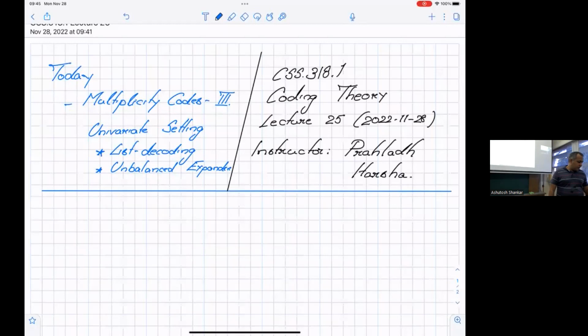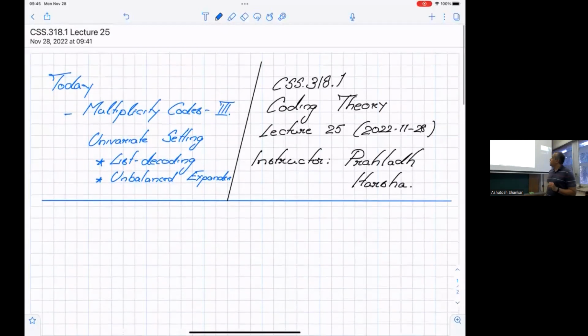Welcome to lecture 25. We continue our discussion on multiplicity codes. In particular, we will complete the discussion on list-decoding of univariate codes, which we more or less computed, but there are a bunch of parameter settings to be done. We'll do that at the beginning of the lecture. And then we'll begin seeing some applications of list-decodable codes towards some combinatorial constructions.